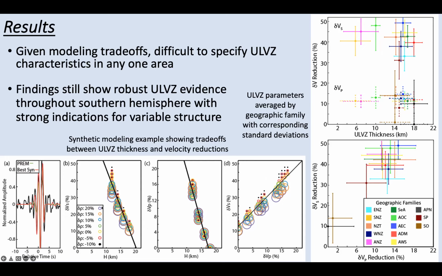So you can see, again, these are the top 100 best fit models, but you can see the variability a little more now. And a lot of them fall on these trend lines, right? So we have this trade-off that is a little difficult to get around. Given that, it is very hard to say definitively what the ULVZ characteristics are in any one location. But even with that, again, we have really strong evidence for ULVZ structure throughout the Southern Hemisphere that's variable from place to place.